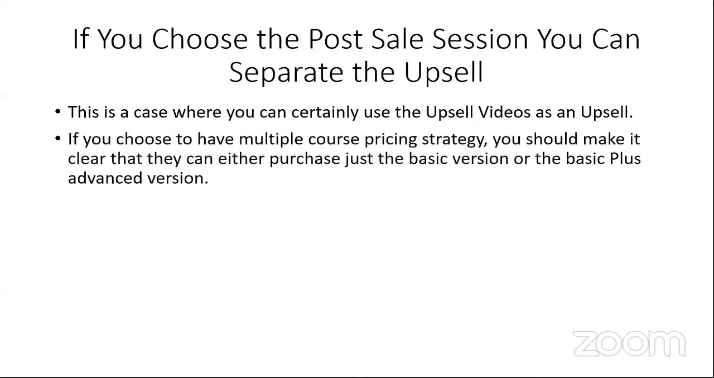Now, if you're going to have this multiple course pricing strategy, you should make it clear they can either purchase the basic version or the basic plus the advanced version. So in other words, let's say you use a course platform, just let them know that they can get the basic and advanced course. They can get it all in one place, but they're going to have to pay more in order to do that. So just make it clear where the person can get the basic and advanced course all in one area.